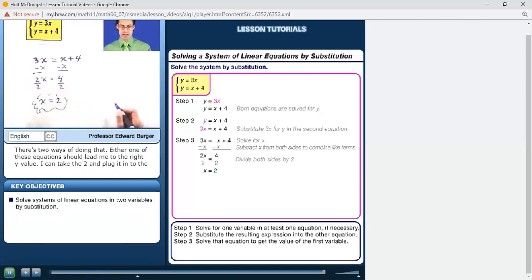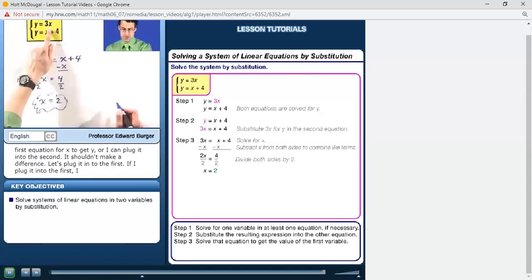Now there's two ways of doing that. Either one of these equations should lead me to the right y value. I can take the 2 and plug it into the first equation for x to get y, or I can plug it into the second. It shouldn't make a difference. Let's plug it into the first.